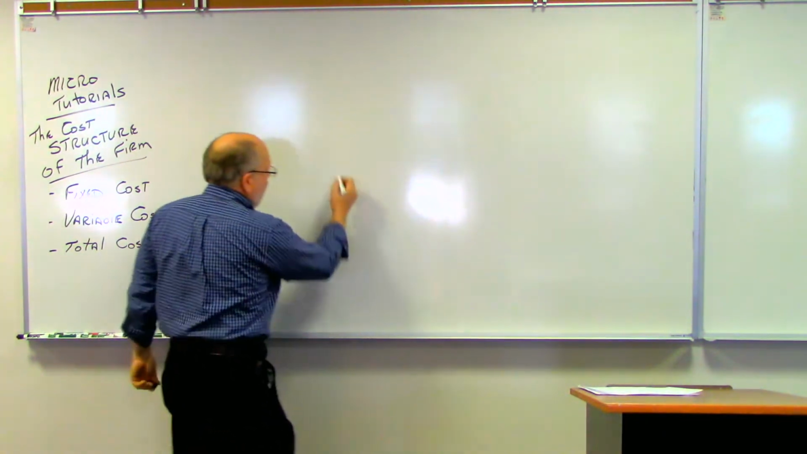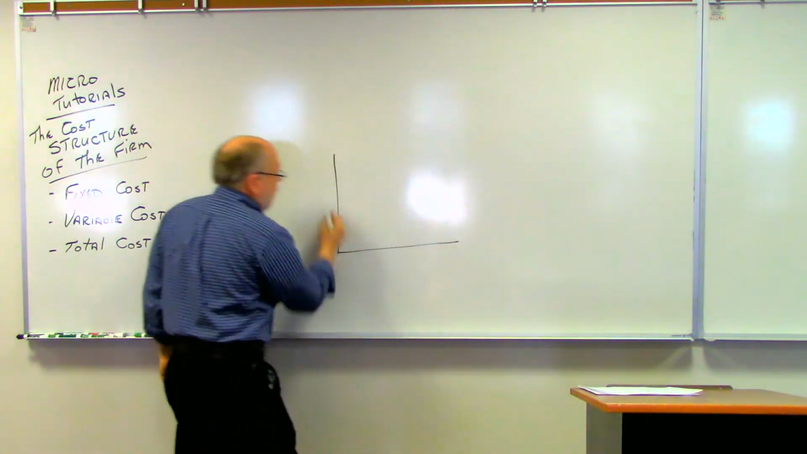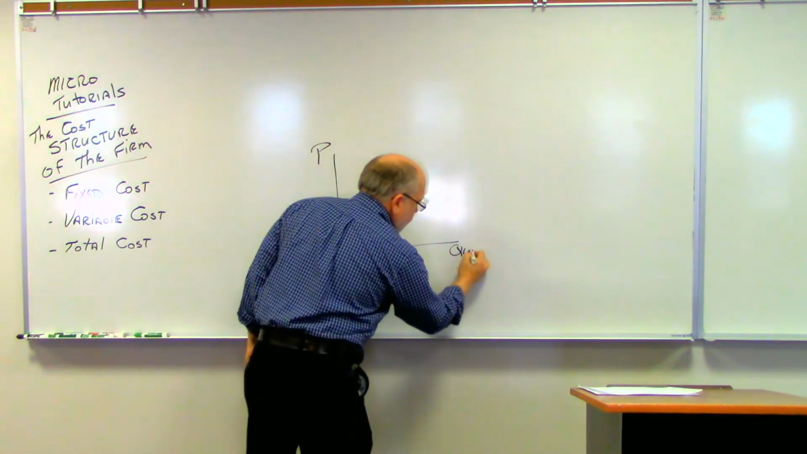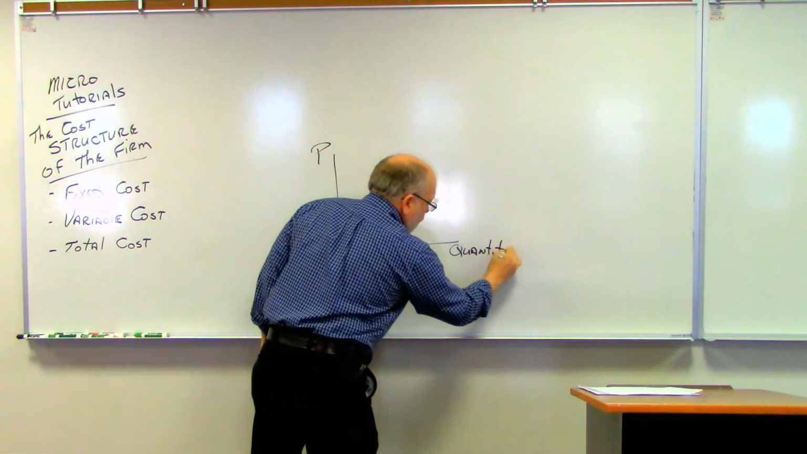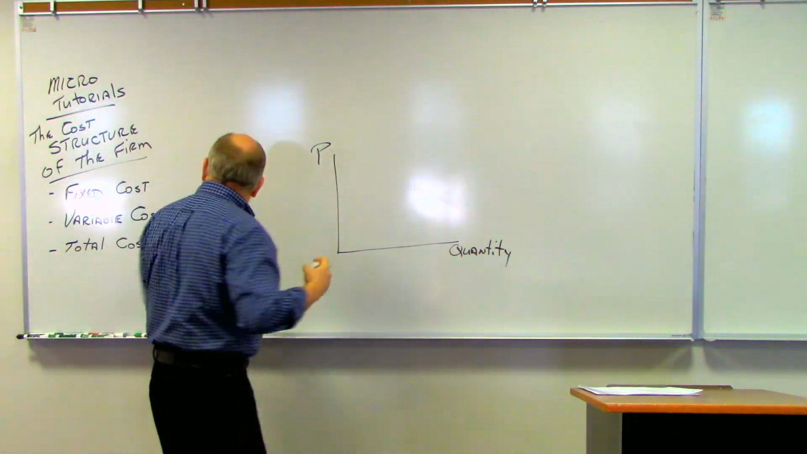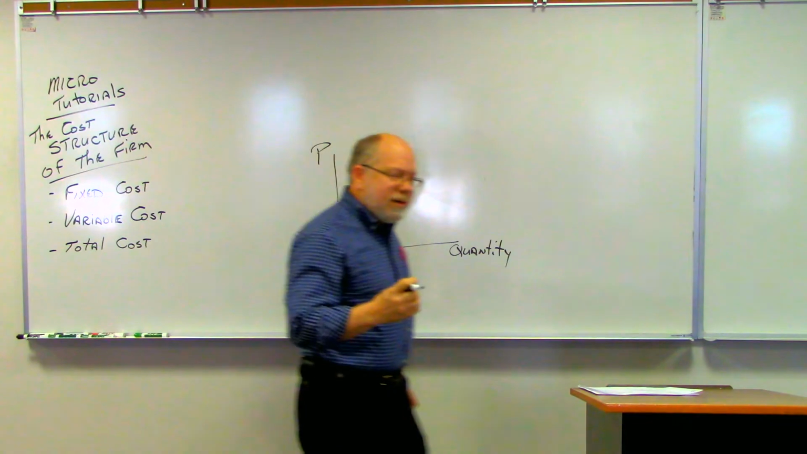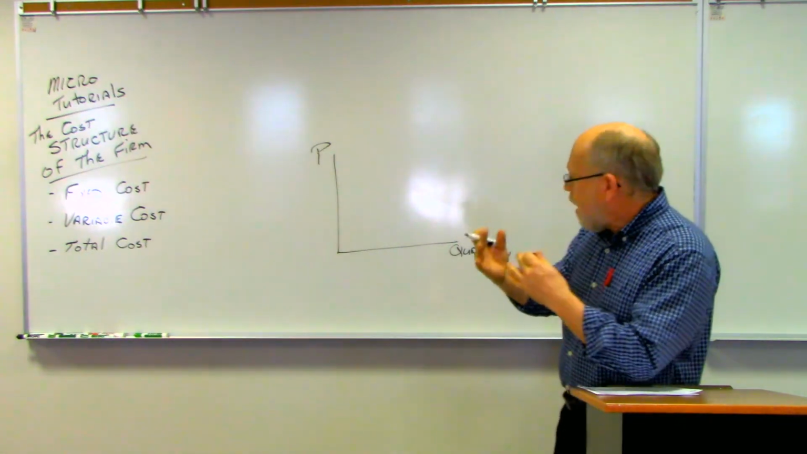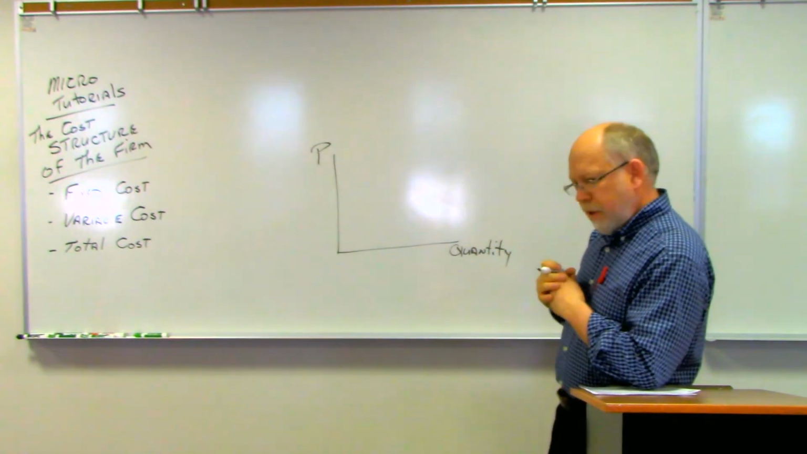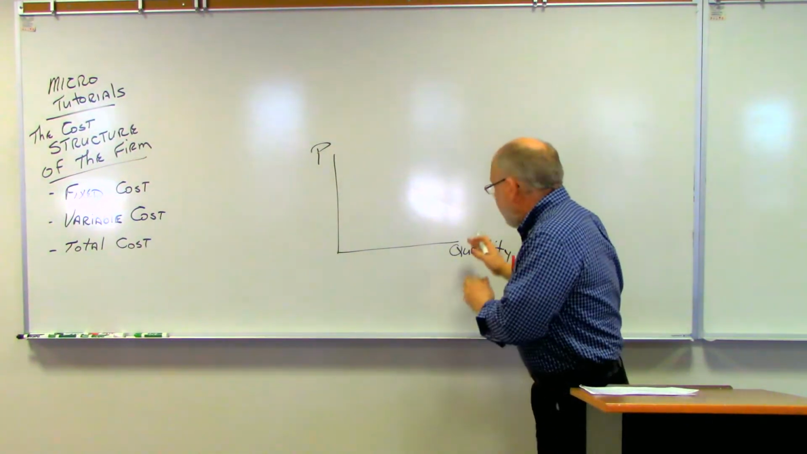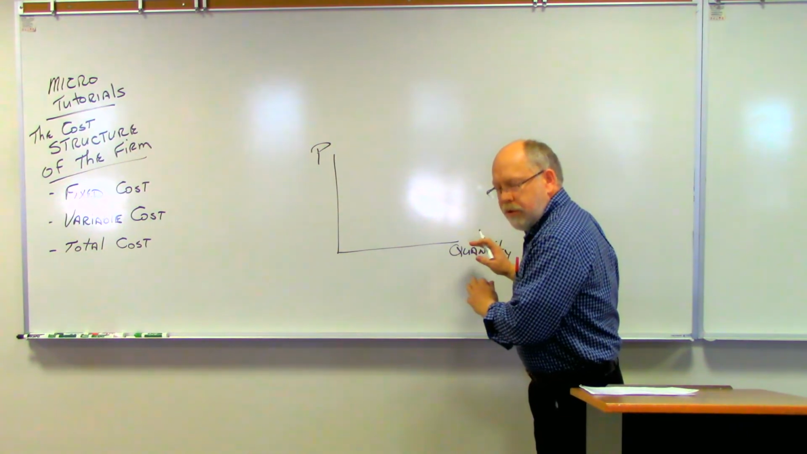Notice so far we have had price on this axis, quantity on this axis, and the first thing we need to know is when we talk about fixed or variable cost, it's not in terms of time like a timed contract for union negotiations. Rather, we are fixed in terms of the quantity that we are producing.